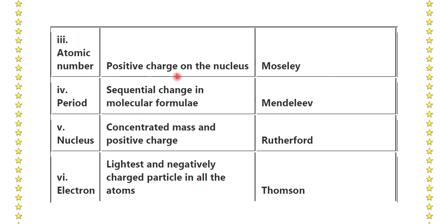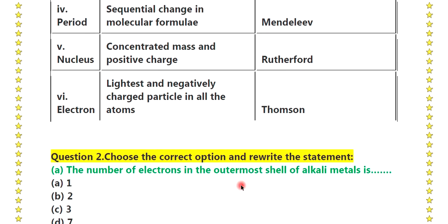Atomic number, positive charge on nucleus: Moseley. Period, sequential change in the molecular formulae: Mendeleev. After that, nucleus, concentrated mass and positive charge: Rutherford. And last is electron, lightest and negatively charged particle in all the atoms, discovered by Thomson.